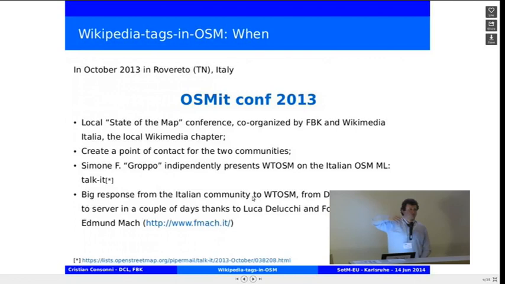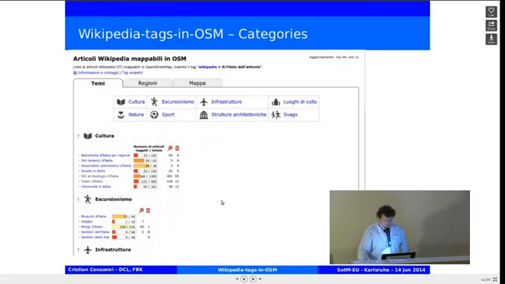The first version he proposed generated some web pages that he hosted on his Dropbox account. But since the community really liked the project, and it was announced just before the Italian state of the map, called OSMIT, last year in Rovereto, and since the community responded really well, another OpenStreetMap user, Luca De Lucchi, offered to host this tool on a server instead of using Dropbox. So this is how this tool looks.